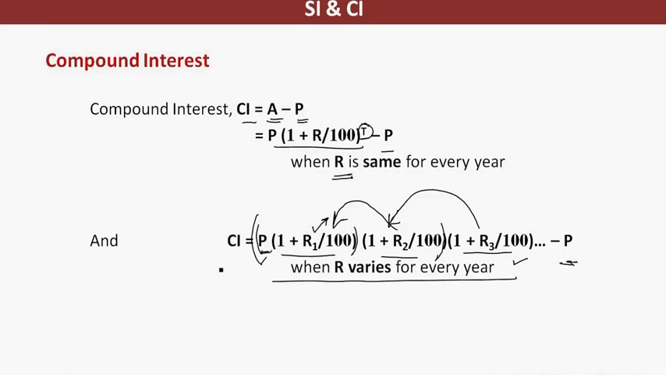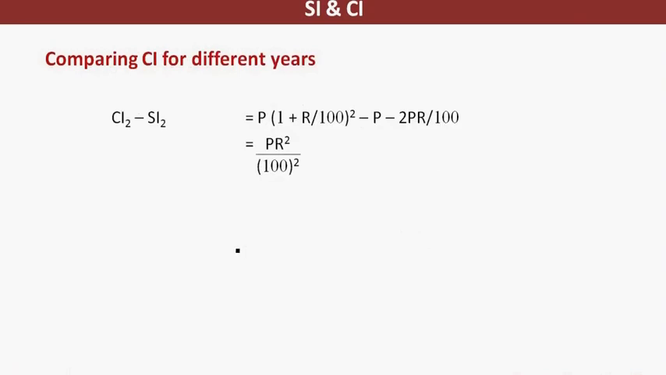So the amount minus the initial principal that you started with will give you your compound interest in a case where R varies every year. If I now have to compare CI and SI for different years, I know that CI for the second year is greater than SI for the second year, and in the subsequent years the difference will go on increasing. Only for the first year, CI is equal to SI, and both of them can be equated to PR by 100.